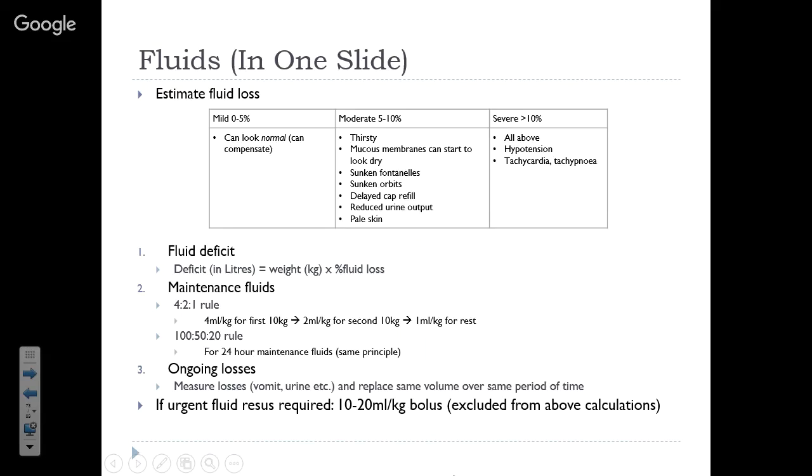The 100-50-20 rule is essentially the same thing, but gives you the overall maintenance fluid requirements for 24 hours, which is mostly more convenient in most circumstances. But it goes by the same principle: 100 mLs per kilo for the first 10 kilos, 50 mLs per kilo for the second, etc. And for ongoing losses, you'd be wanting to try to measure the losses, whether they be urinary losses or vomiting losses, and then replace those slowly over the same time that they were lost. So those are the three broad categories you can consider with fluids: the deficit, maintenance fluids, and ongoing losses. If urgent resuscitation is required, you just go straight to bolus, which is generally a 10 to 20 mL per kilo bolus.